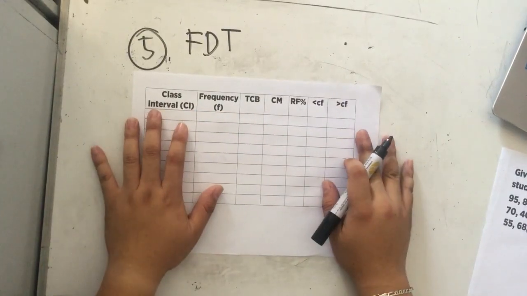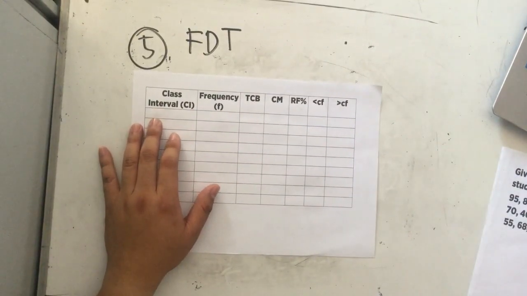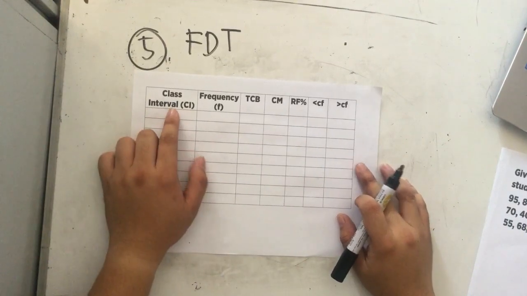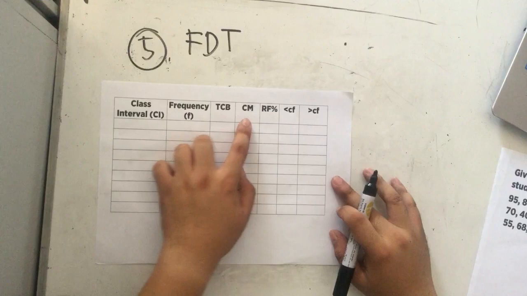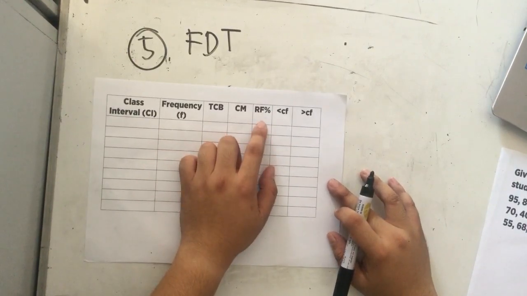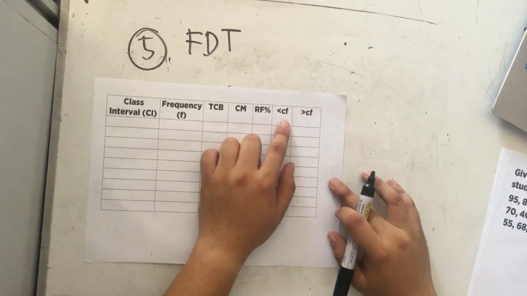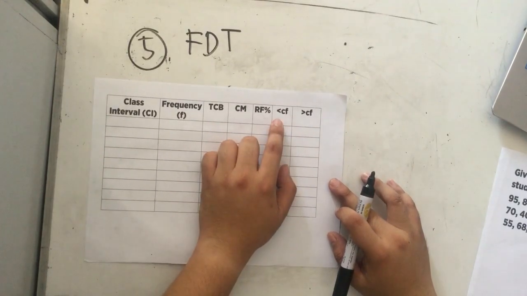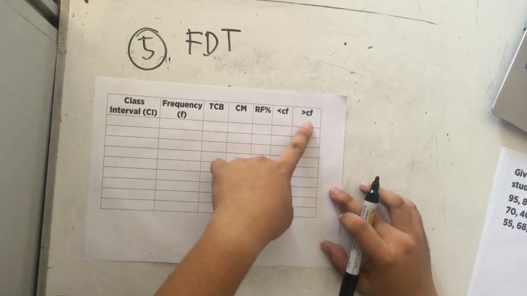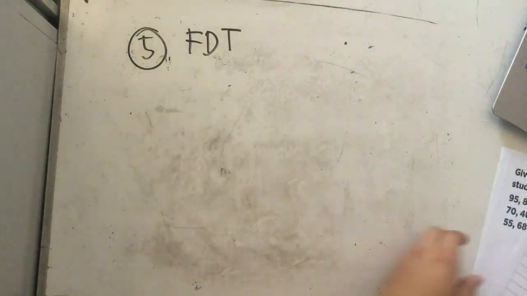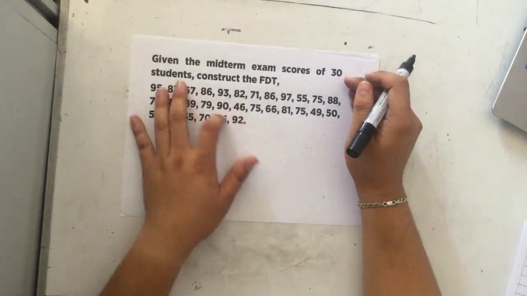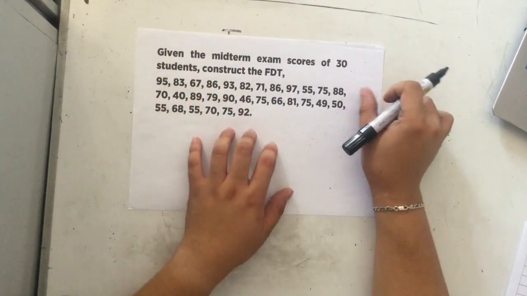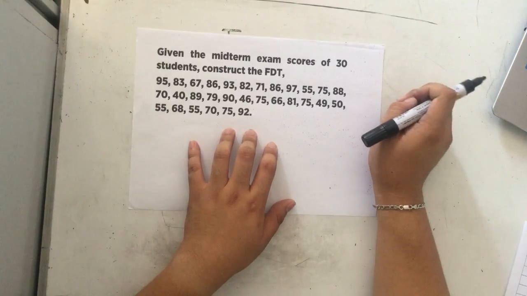So, that is our frequency distribution table. Okay, so we have class interval, we have our frequency, we have our true class boundary, our class mark, we have our relative frequency, we have our less than cumulative frequency, and our greater than cumulative frequency. Okay, so para mas maintindihan natin, we'll be having example. Given the midterm examination scores of 30 students, construct the frequency distribution table.